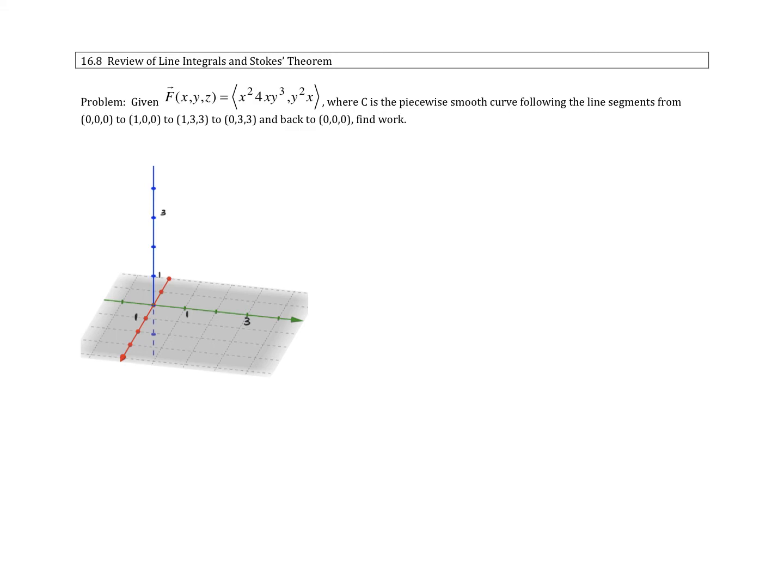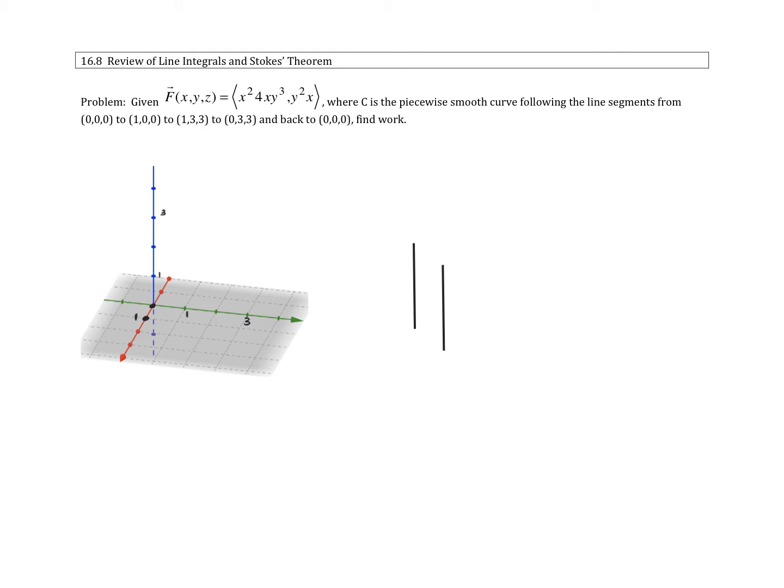In this section, we're going to take a look at another famous theorem that helps us compute the work line integral. So we're going to start with an example. We want to compute the work done by this vector field, where C is the piecewise smooth curve following the line segments from 0, 0, 0 to 1, 0, 0 to the point 1, 3, 3.